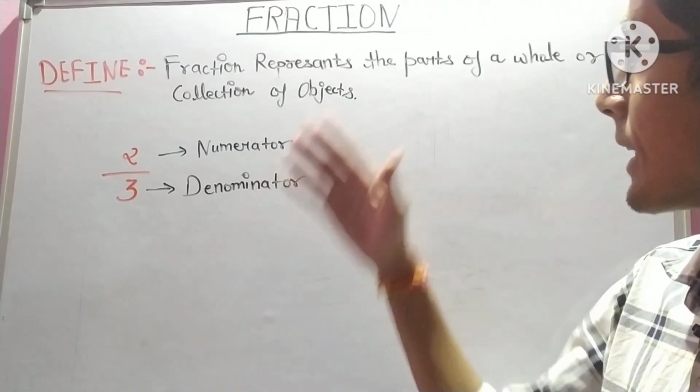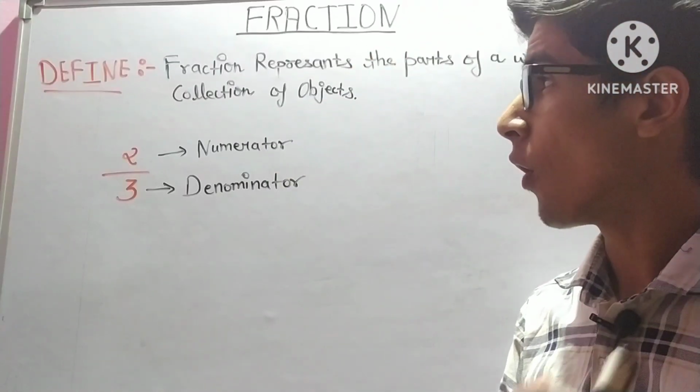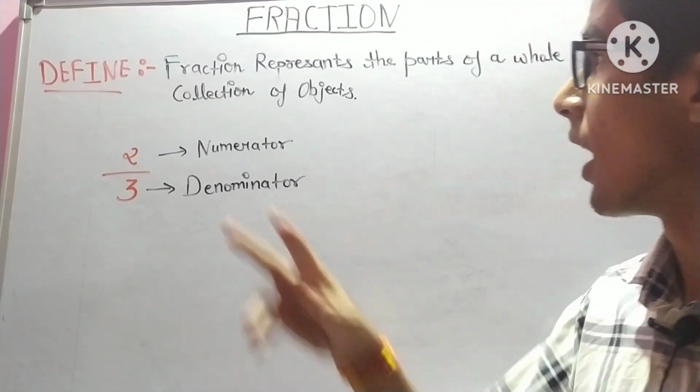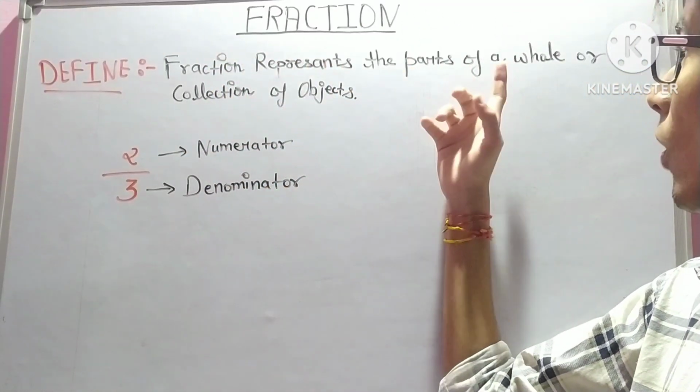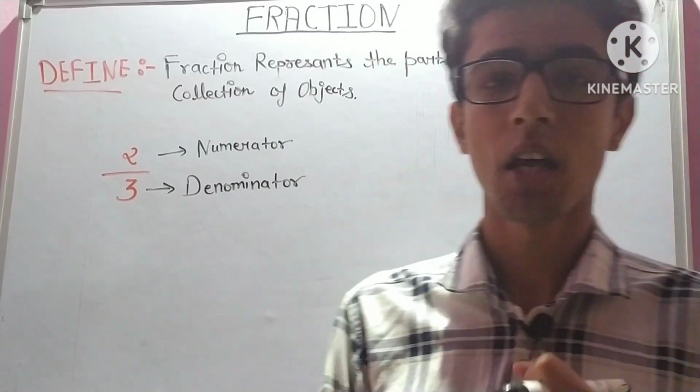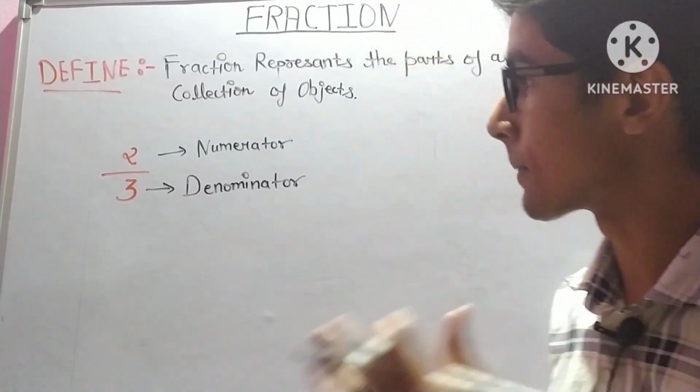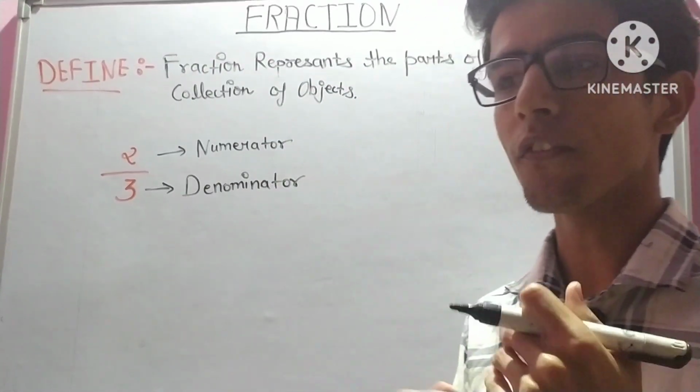So the chapter name is fraction. What is the definition of fraction? Fraction represents the parts of a whole or collection of objects. Fraction represents the parts of wholes, meaning there are some parts of the fraction.